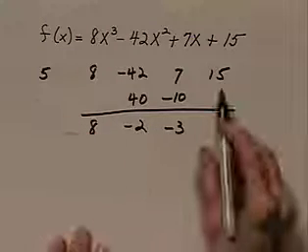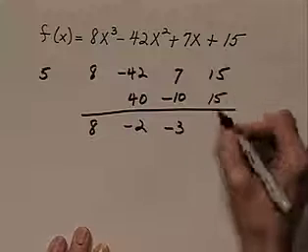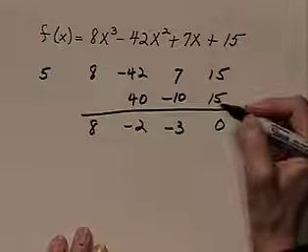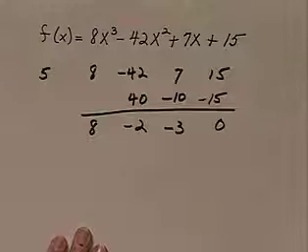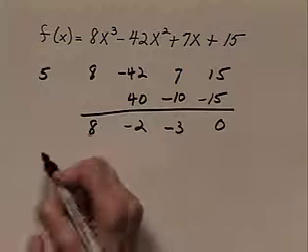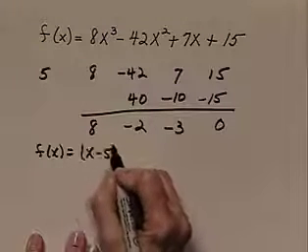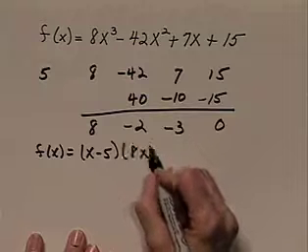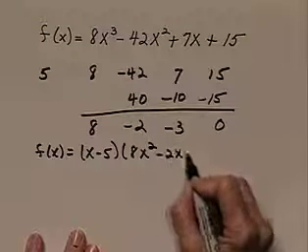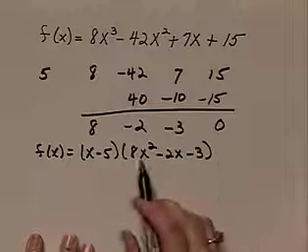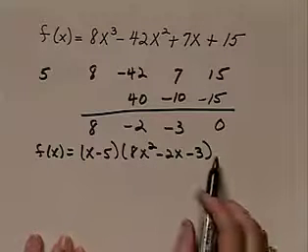5 times negative 3 is a positive 15. 15 plus, I forgot a negative sign, negative 15 gives us 0. So we know that f of x factors into x minus 5 times 8x squared minus 2x minus 3. Now we need to try to factor this expression here.